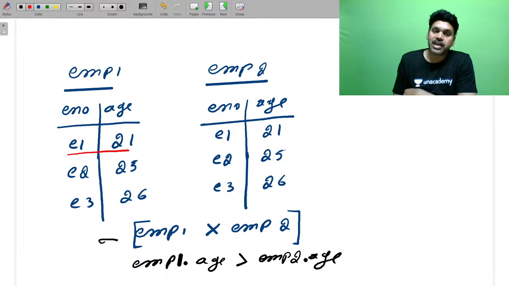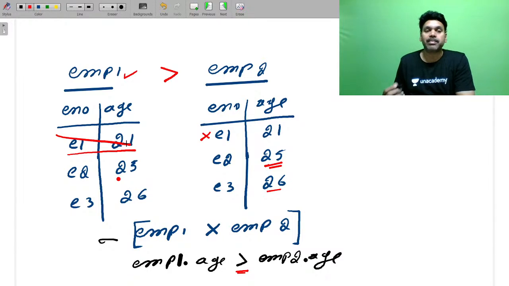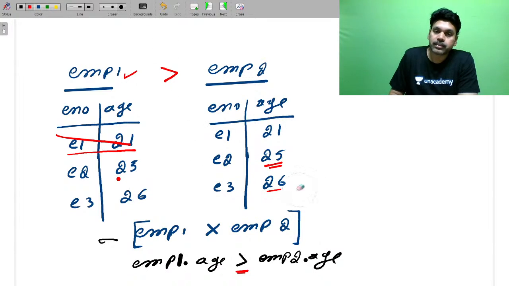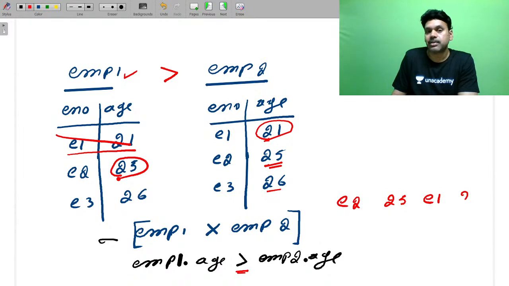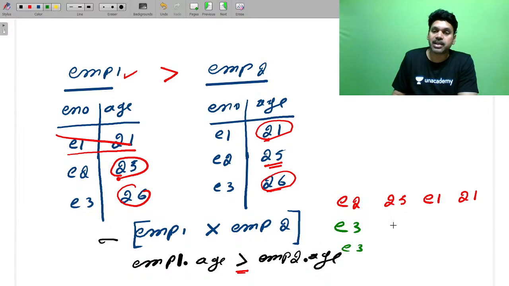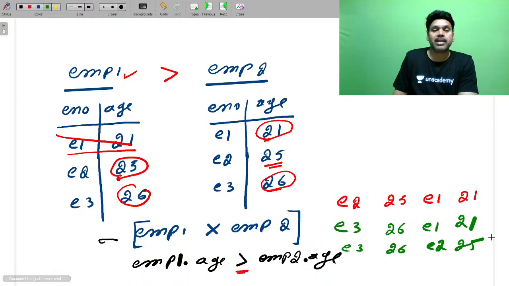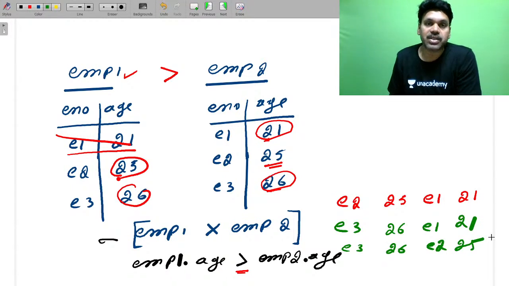First, let us see. First guy, 21 is equal to 21. It cannot, because I am asking greater. Employee 1.age must be greater than employee 2.age, and 21 is not greater. Therefore, he is in no way concerned. Let us see the next one. So second guy, 25. Yes, he is greater than this, so he is going to come. E2, 25, E1, 21. And 25 is not greater than that. And next row, 26 is greater than 2 rows. So I'm going to get them 2 times. E3, E3, 26 and 26, with E1, 21, with E2, 25. So this is how you can use the concept of conditional join or theta join.